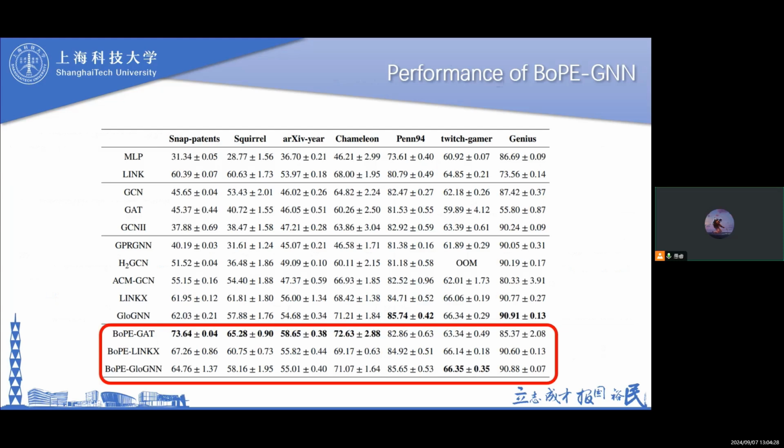BOP-GAT attained the highest scores on Squirrel, Chameleon, Snap-patents, and Arxiv. BOP-GloGNN ranked first for Twitch-gamer node classification. Let's analyze the results of GAT and BOP-GAT.